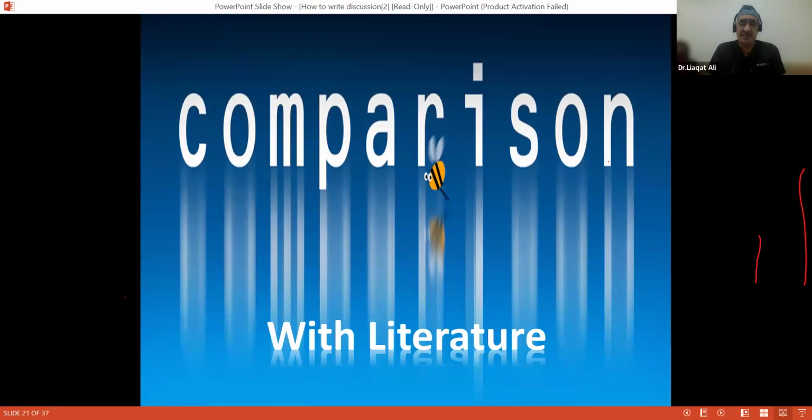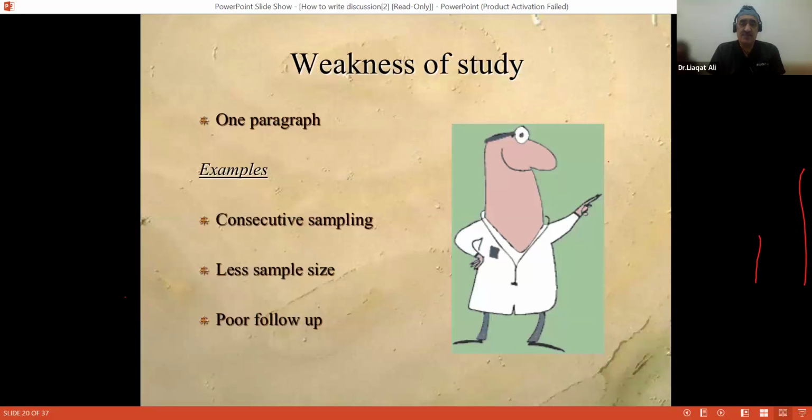नो, इससे पहले स्लाइड है. Yes, weaknesses of the study. Weaknesses of the study may be in the sampling, like biases, like non-probability convenient sampling, a very small sample size, because these both have a limitation that you cannot generalize your data if you have a consecutive sampling or a small sample size. And last is, these are the example like poor follow-up.